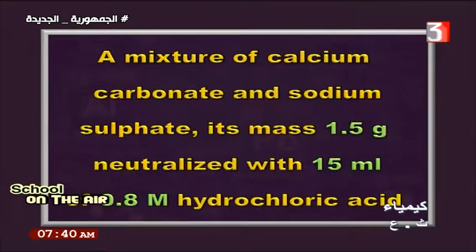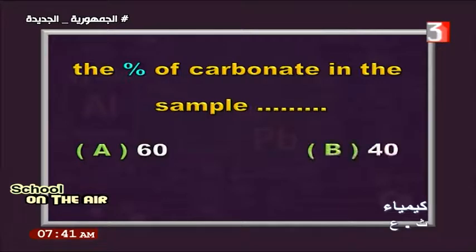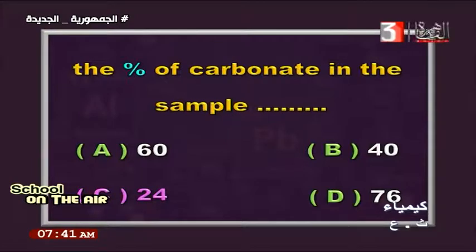Next problem. A mixture of calcium carbonate and sodium sulfate, its mass is 1.5 gram, is neutralized with 15 milliliter of 0.8 molar hydrochloric acid. The percentage of carbonate in the sample is what? Is it 60, 40, 24, or 76? If you think about this problem, you will find it will be 24.